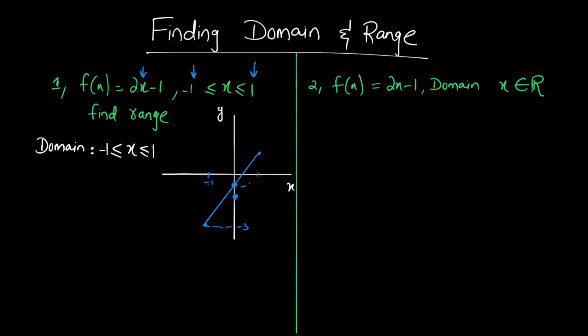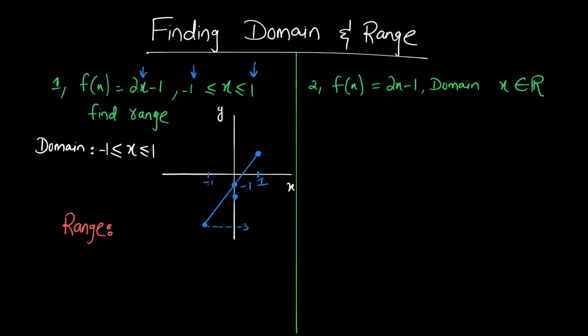So this is your -1 point. Now your function is only defined from x equals -1 to x equals 1. Now if I ask you what is the range of the function, the range is the y values.